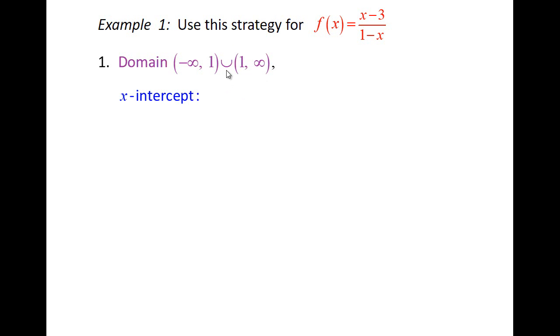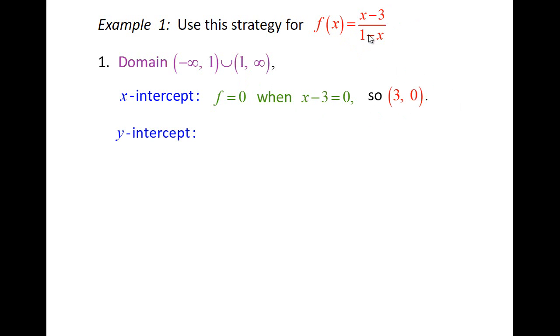What's the x-intercept? Well, the x-intercepts are the values of x where the y-coordinate is 0, that is where the value of the function is 0. So if f is 0, then this fraction is 0, and when a fraction is equal to 0, that means the numerator has to be 0, and we see that the numerator is 0 when x is 3. So (3, 0) is the only x-intercept for this function.